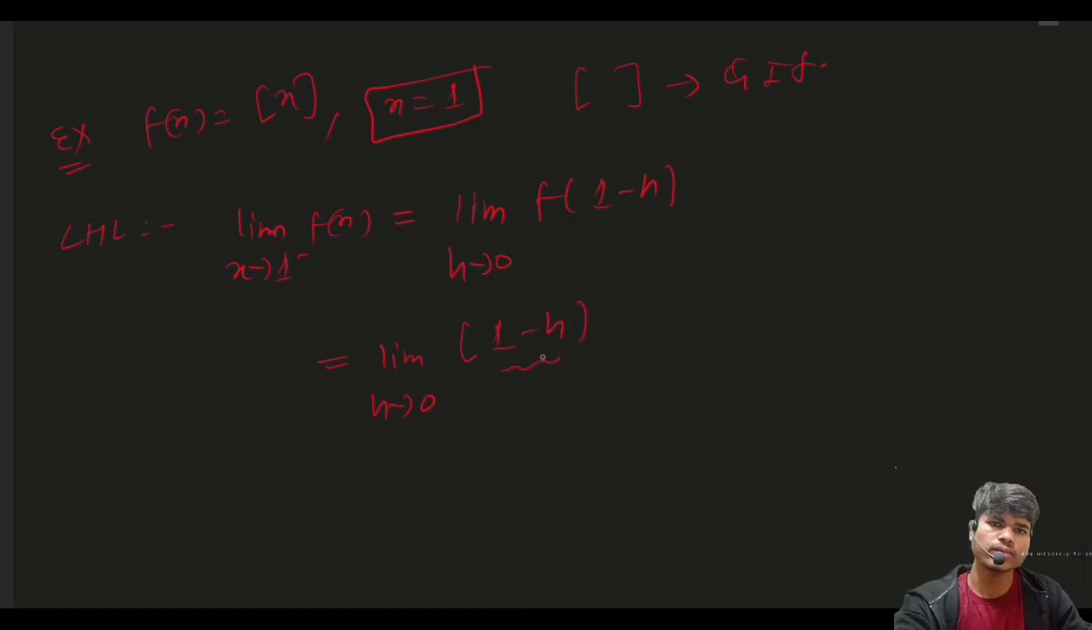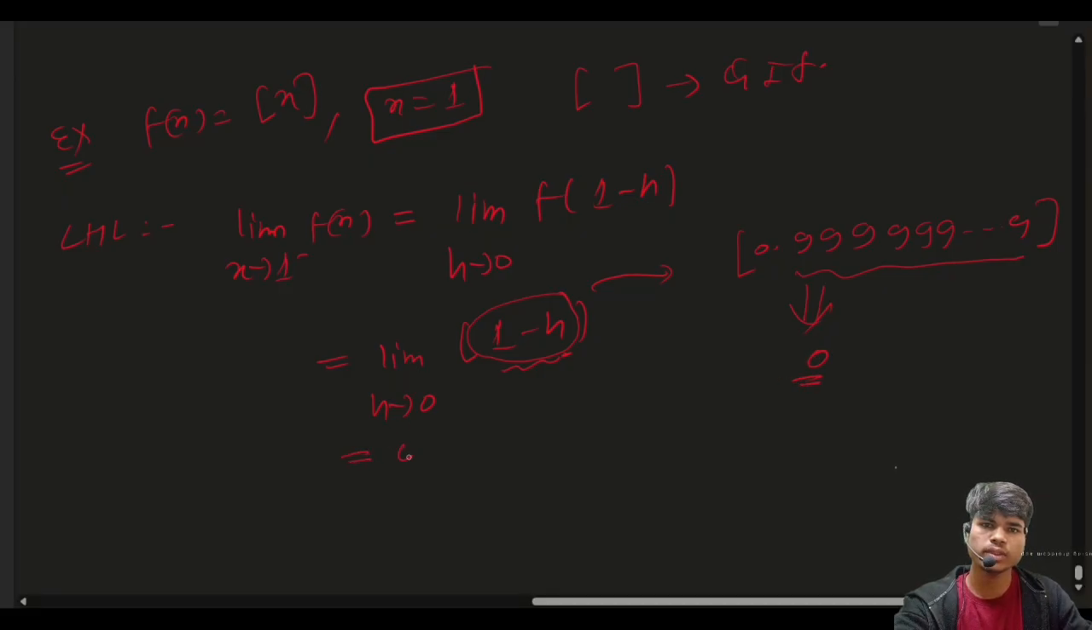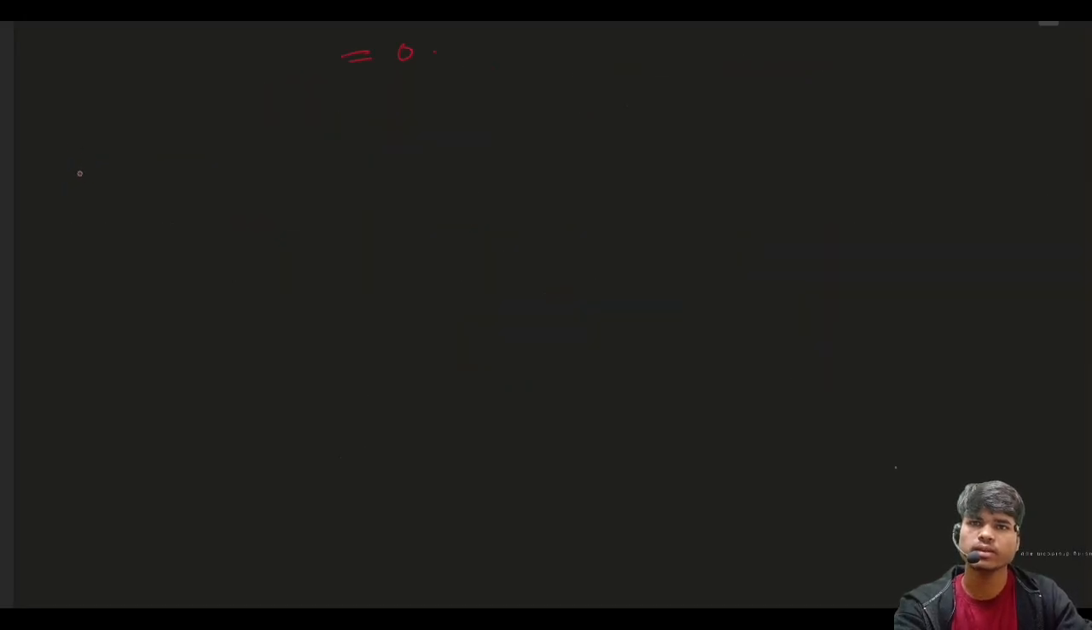Here we are subtracting a very small number from 1. So this quantity will always be less than 1, like 0.99999 and so on. So by the box property, this will be equal to 0. So left hand limit will always be 0. And similarly we can find right hand limit x tends to 1 positive f of x.